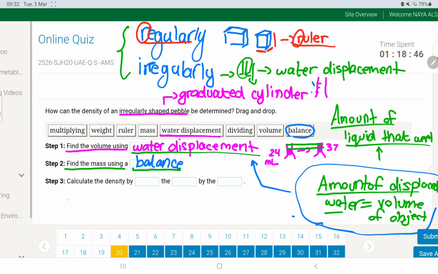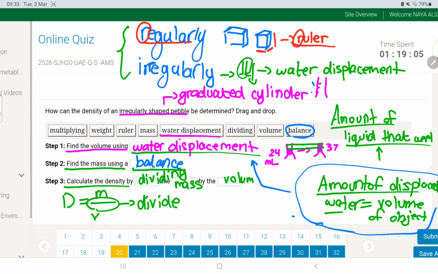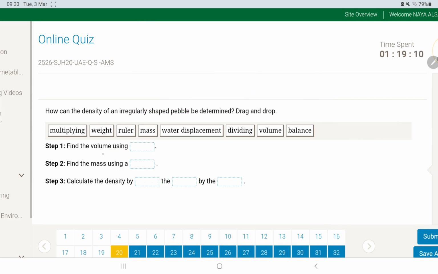So, how do you do the density? Density is equal to the mass over, which means divide, volume. So here, calculate the density by dividing the mass by the volume. Okay? So take a look here. Find the volume using water displacement, find the mass using a balance. And how do you find the density? By dividing the mass by the volume. Okay?